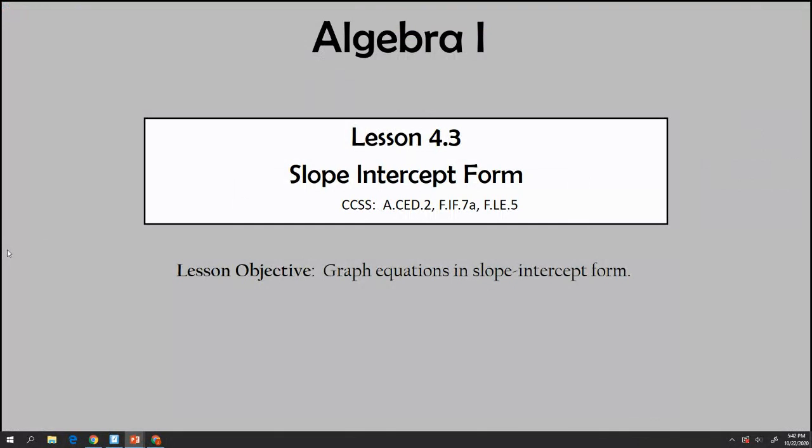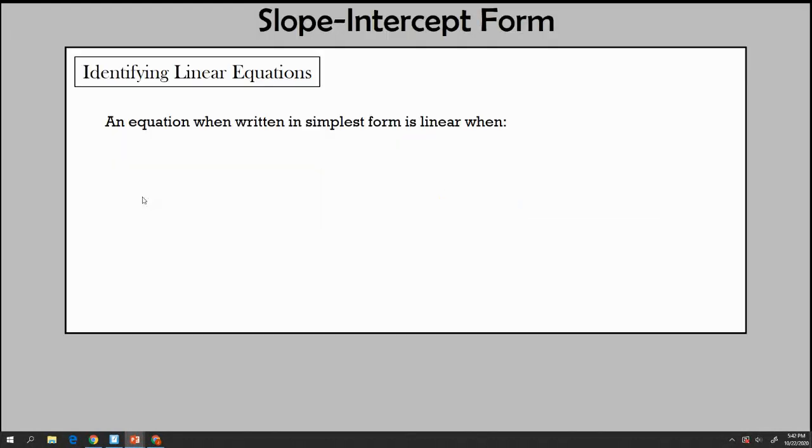All right, today we're going to work on lesson 4.3, which is slope-intercept form. We're actually going to begin by working on determining if a given equation is a linear equation. And then once we know that it's a linear equation, being able to write it in slope-intercept form and then identify obviously the slope and the intercept and use those to do some graphs.